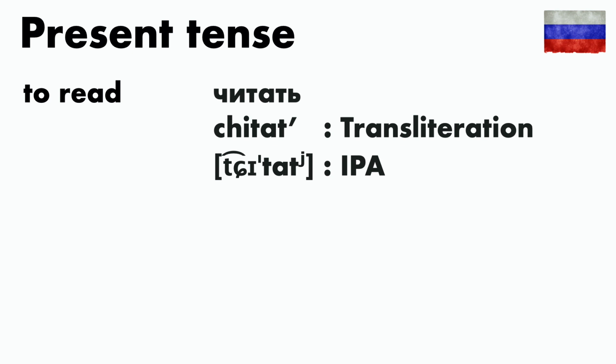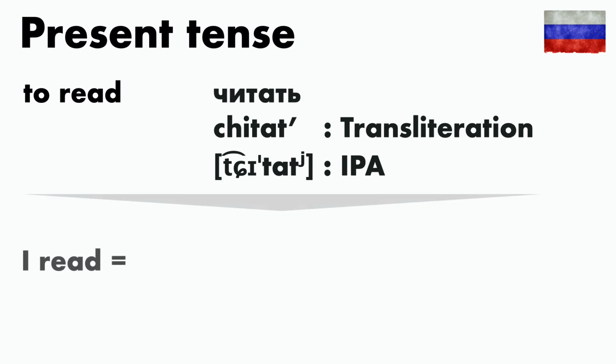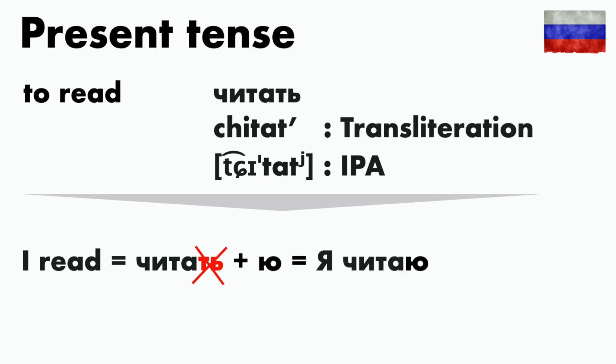The word to read, читать, in Russian, will be our example again. To say I read, you take the infinitive of the verb, which is читать, then you cross out the ending and replace it with the respective ending from the previous slides. In this case, the letter ю. Now you have я читаю, which means I read.